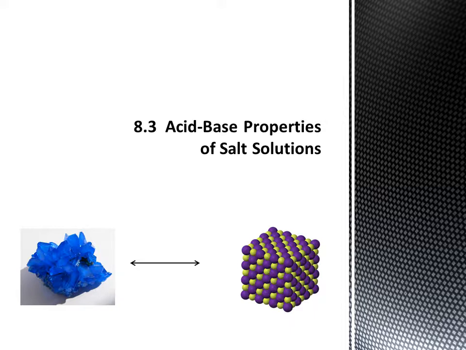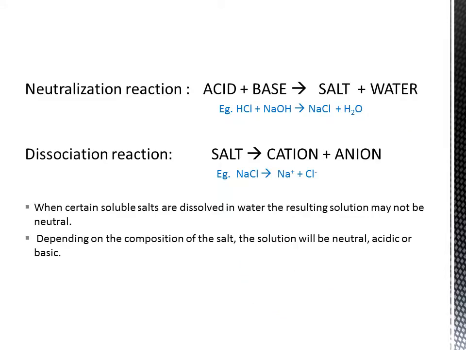Remember that a salt is any ionic compound, and an ionic compound consists of a lattice of alternating cations and anions. What we know already is that acids and bases react to produce a salt and water. Those salts, when they're dissolved in water, will dissociate into cations and anions. And again, previously we assumed that that would result in a neutral solution.